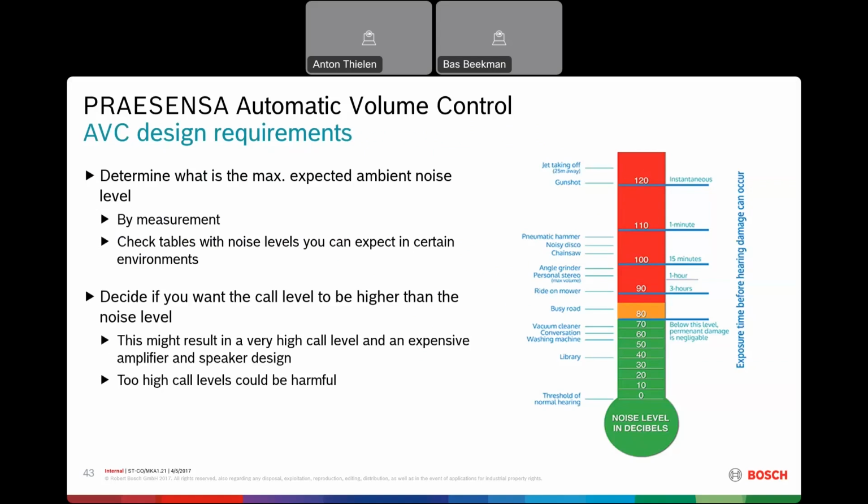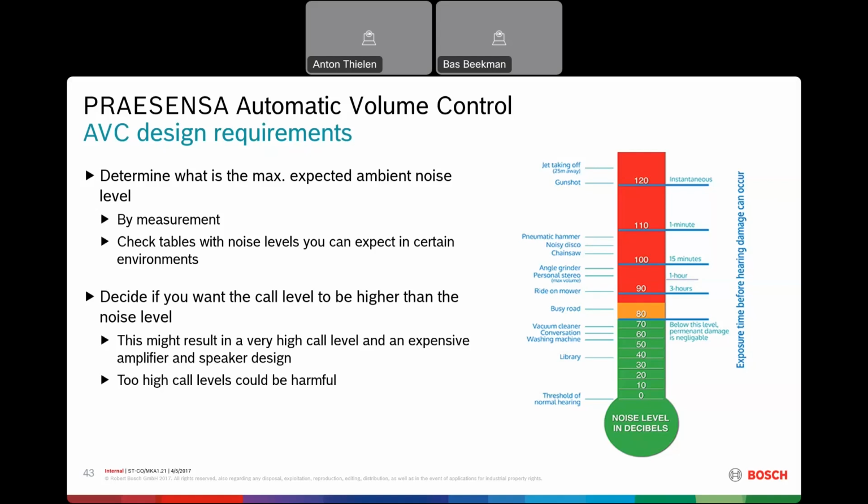So if you can see already in this diagram here, when you go in the red area, you can already have hearing damage at some stage. When you have a ride on the mower, that's 3 hours, where you go around that 90 dB, which really can already give hearing damage. And so as you can see here, it's really dangerous to go up to that higher level.